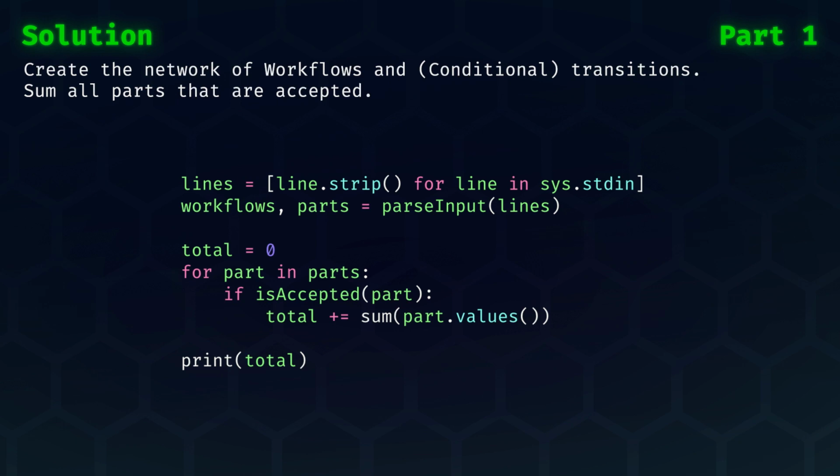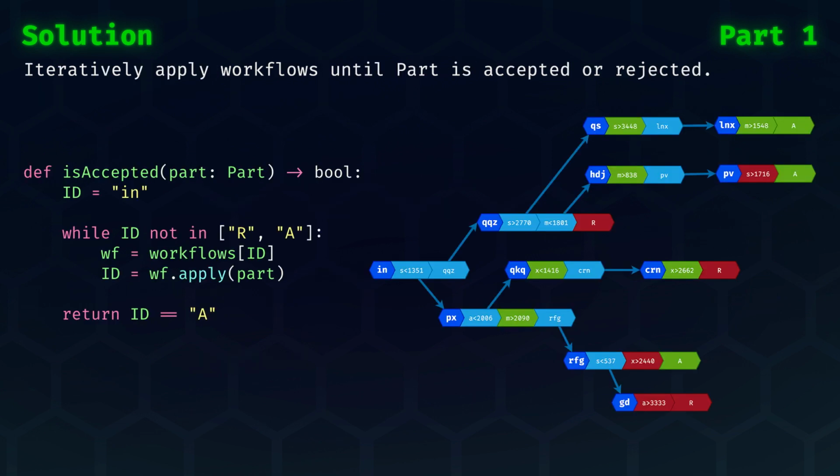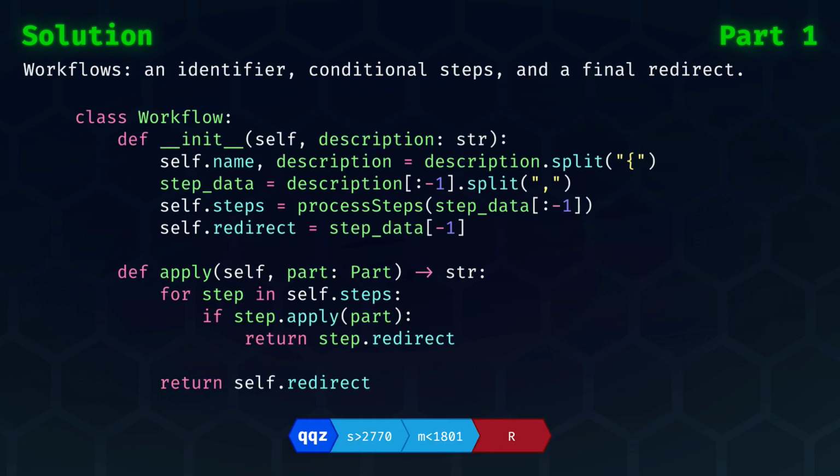Before we parse the inputs, let's first strengthen our understanding of how we will model our workflows and steps. Checking if a given part is accepted requires us to start at the workflow labeled in, and then while the ID of the workflow is not rejected or accepted, we would like to be able to just apply the workflow to the part and get the next ID. At the end, we just need to return if the final ID is accepted. Let's make it possible to apply a workflow to a part.